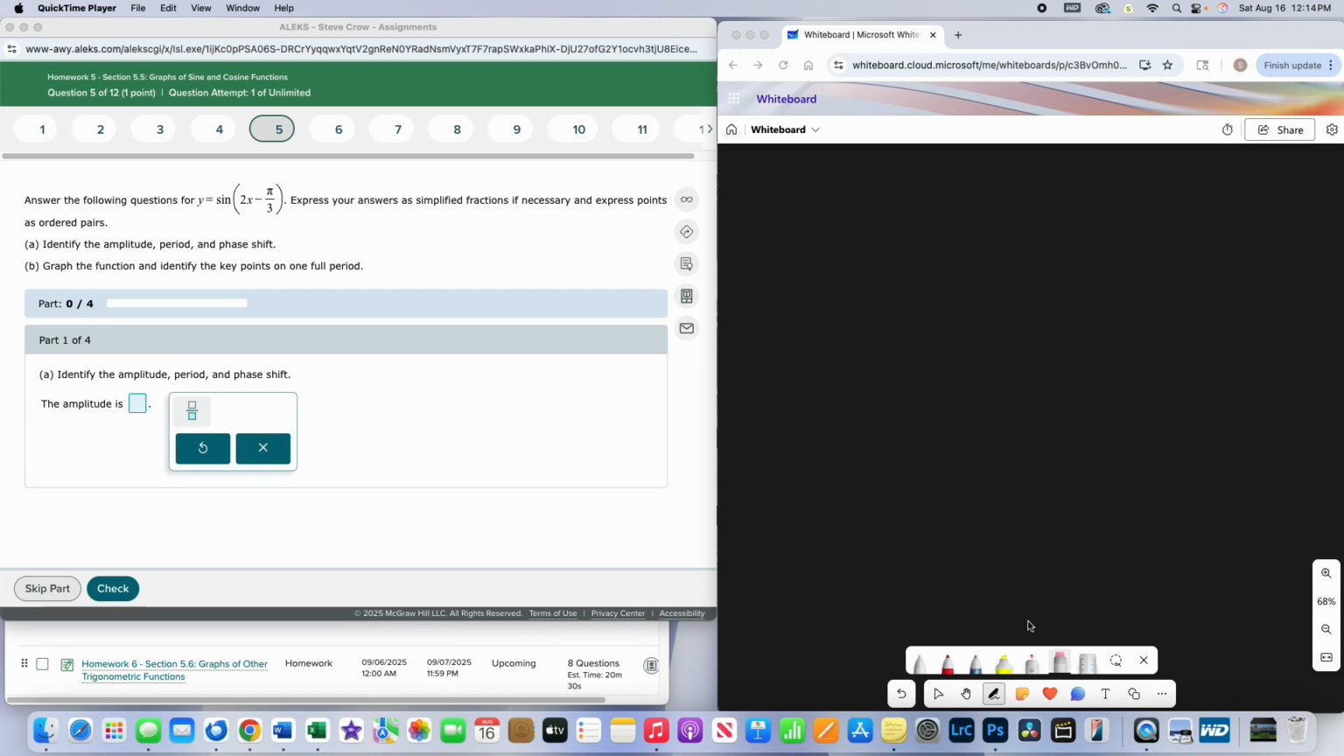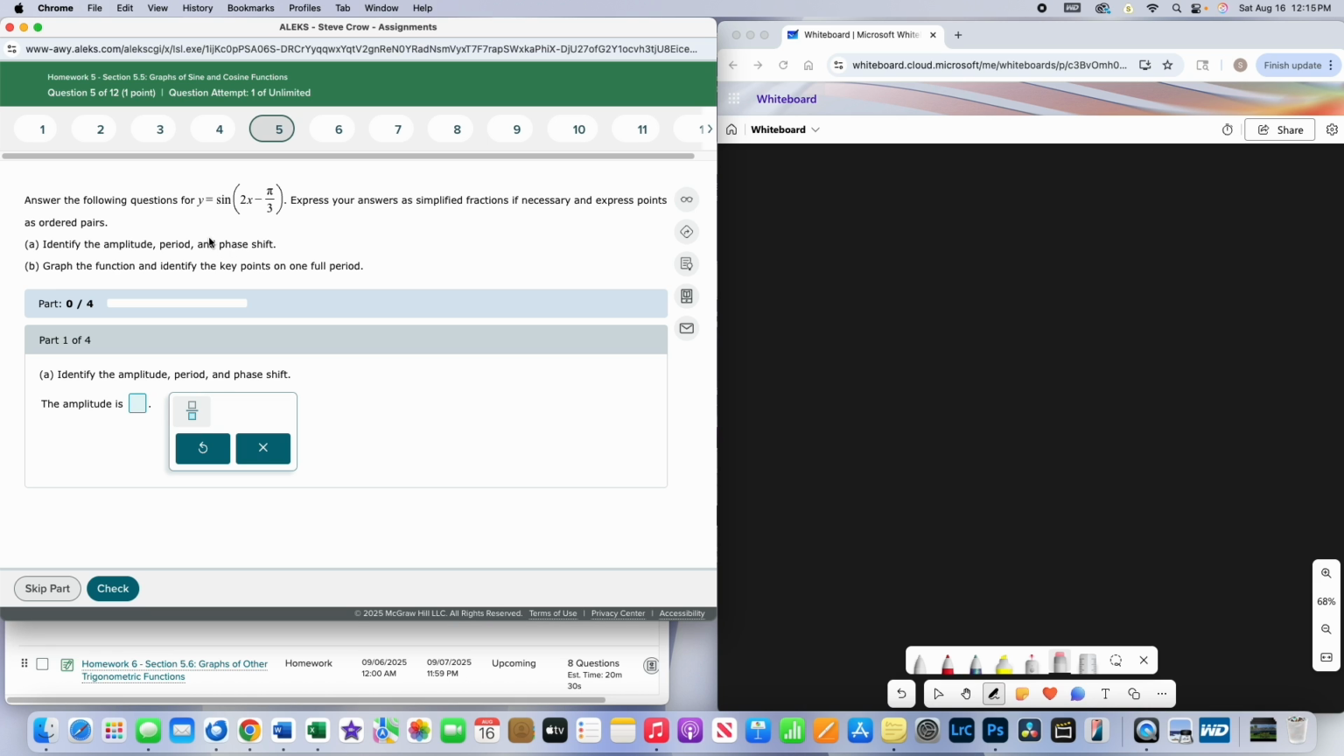Today I am going to show you how to graph a trig function in ALEKS. And you can see here we're going to graph y equals sine of 2x minus pi over 3. It says express your answers as simplified fractions if necessary, and express points as ordered pairs. So the first thing they want us to do is identify the amplitude, the period, and the phase shift.